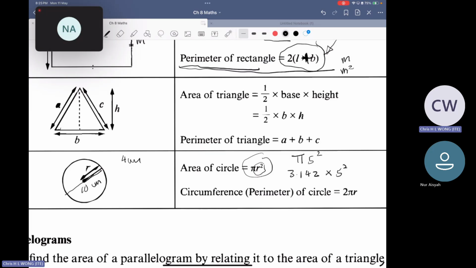Don't use pi in the calculator. Don't go, oh, area of the circle is pi r square, and press the pi in the calculator times 5 times 5. Pi square means 5 times 5, right? You cannot press the calculator pi times 5 times 5. The answer is going to be wrong. Because in the exam, if they say use pi to be 3.142, you must use 3.142. You cannot use the pi in your calculator. The answer will be different from that.